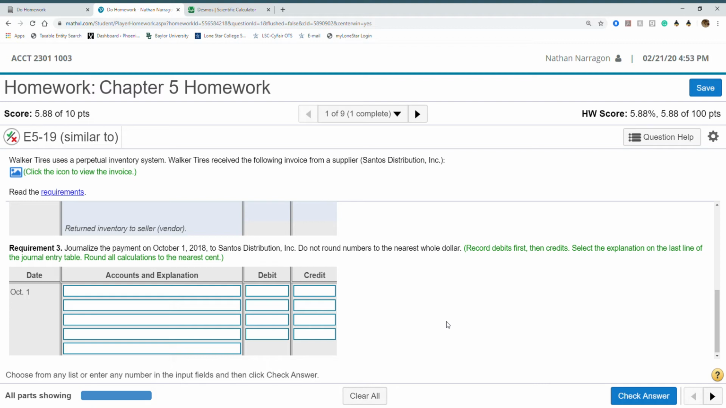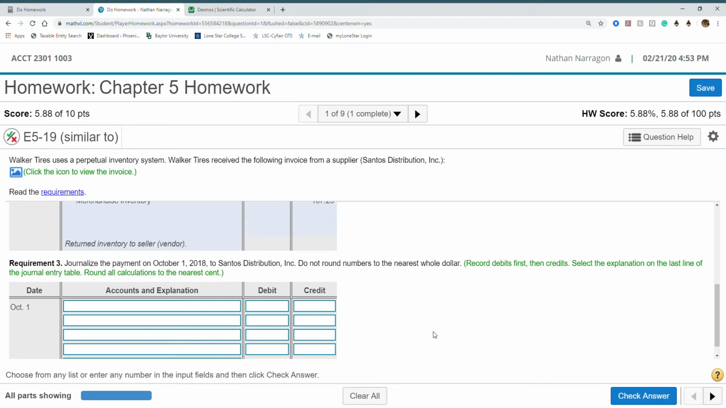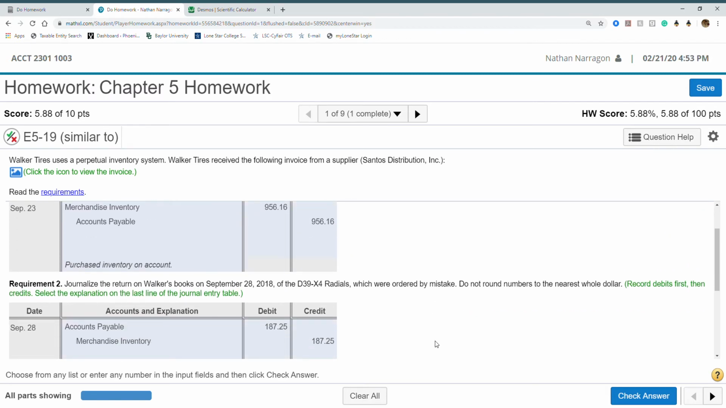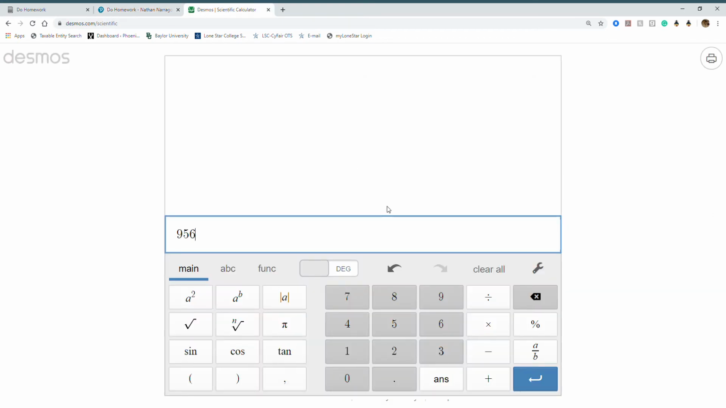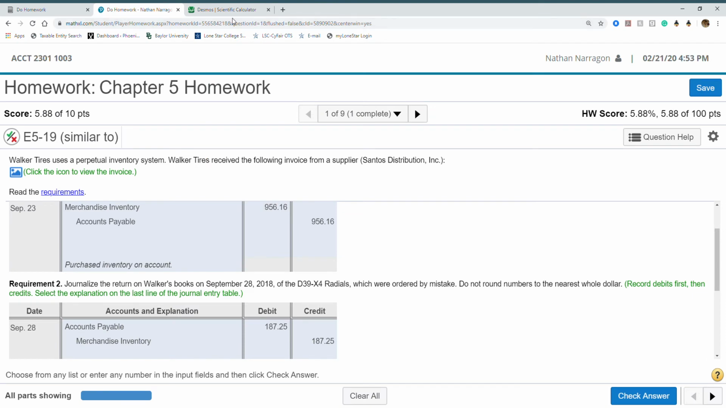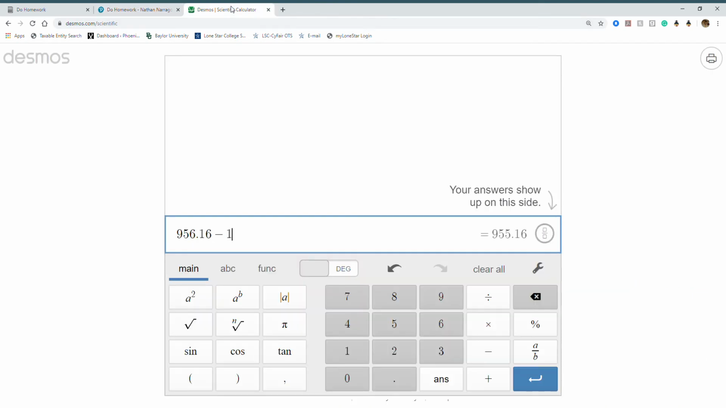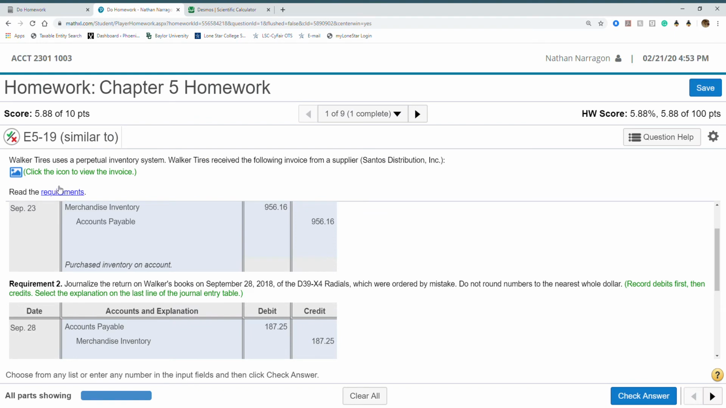Check answer. Nice work. And now it's time for the payment. Okay. Here we go. First off, we know we have a difference. So always take out the return when it's the buyer. 956.16 minus, let's go here to 187.25. So they still owe about 768.91.